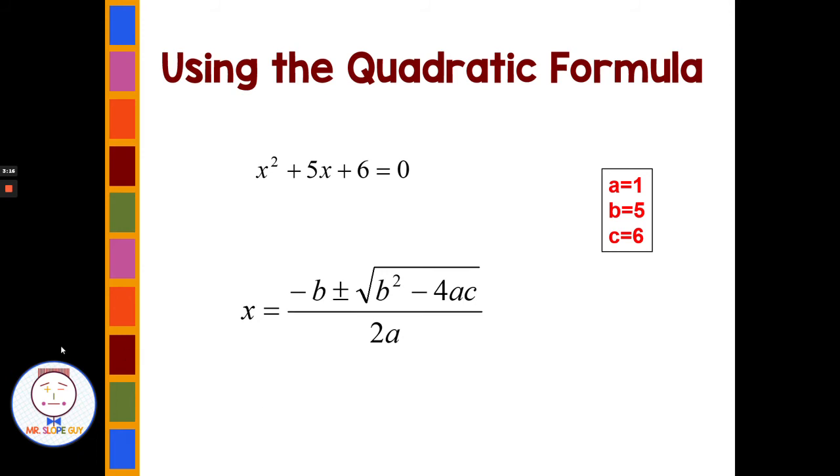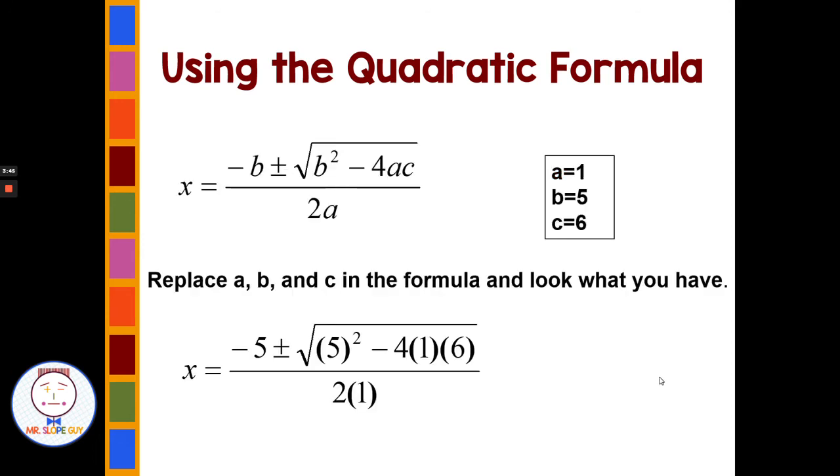So what does that look like? Well, everywhere I see an a, I'm going to substitute in a 1. Everywhere I see a b, I'm going to substitute in a 5. And everywhere I see a c, I'm going to substitute in a 6. So I'm just going to take this negative b plus or minus the square root of b squared minus 4ac over 2a and substitute in my a value, my b value, and my c value. And when I substitute in, I get negative 5 plus or minus the square root of 5 squared minus 4 times 1 times 6 over 2 times 1.